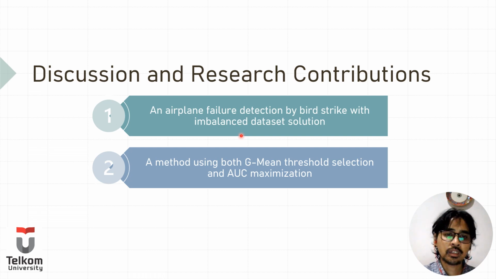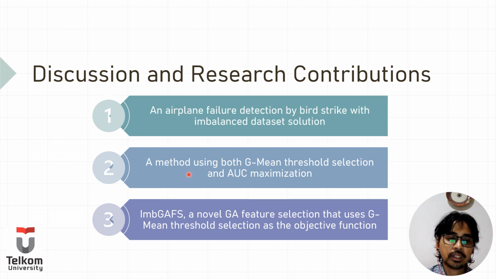Secondly, previous methods have used G-mean threshold selection, and some previous methods have used AUC maximization. Here we use both of them to optimize the results of our machine learning model to get the best G-mean value. And lastly, we propose ImbGAFS, which is a novel GA feature selection.